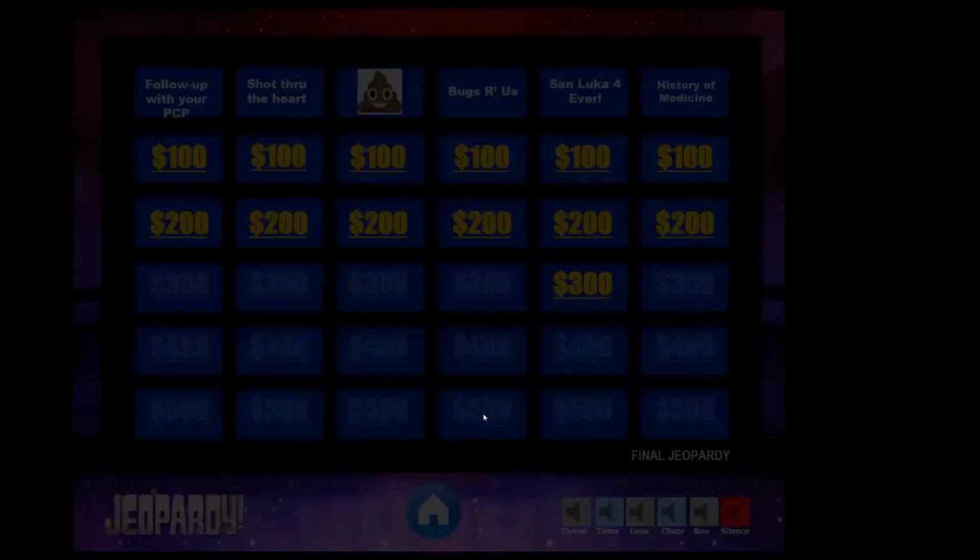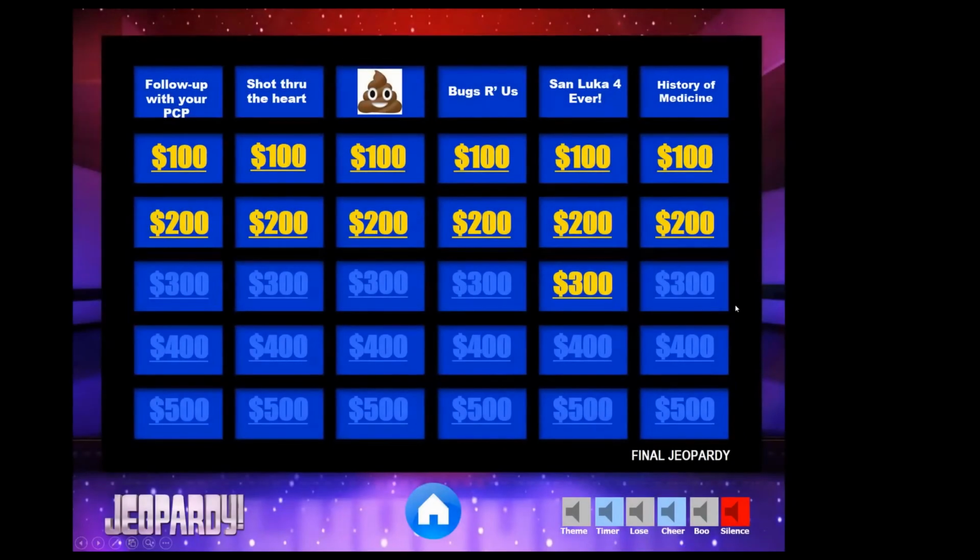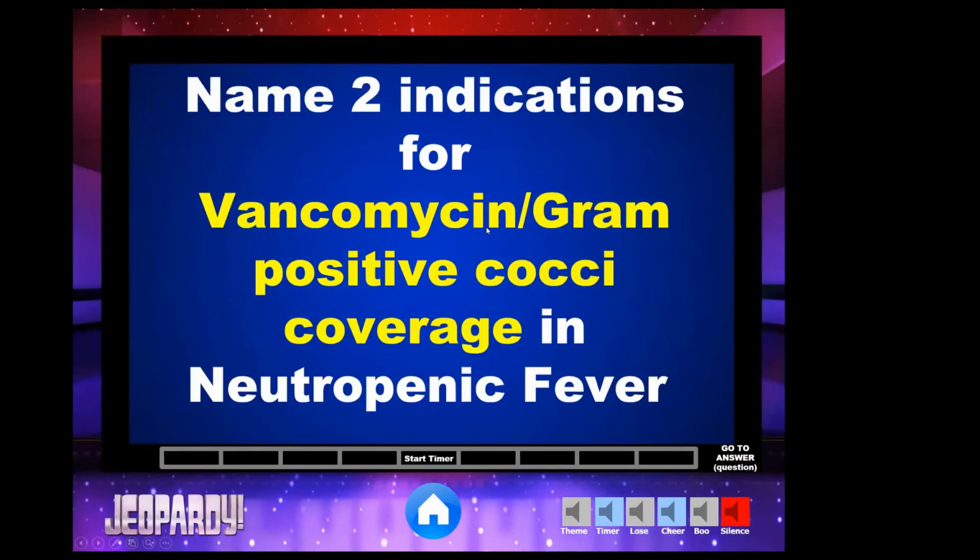All right. That is points for Carlos's team, which was team 1, right? Yes. All right. And whose turn is it? This is team 3 now. The previous one was for team 2, next for team 3. Okay, so we'll go for my team. Bugs R Us again for 200. Bugs R Us for 200. Name 2 indications for MRSA or gram-positive cocci coverage in neutropenic fever.